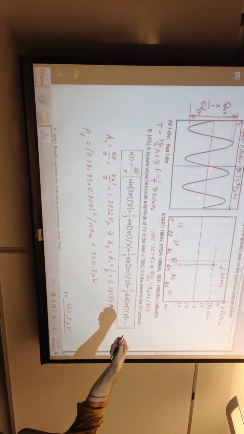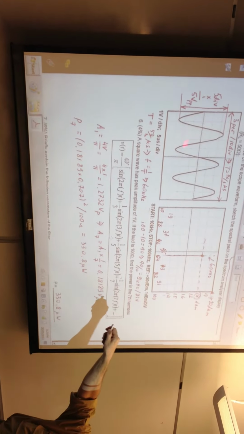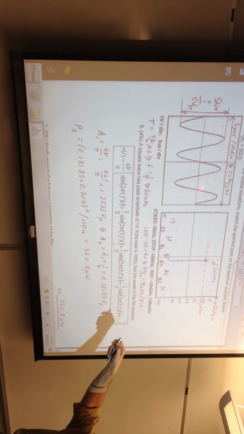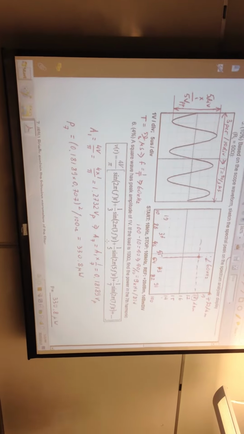Be careful. Again, I was explaining this a lot. Power from the voltage, again, RMS. When you're calculating the power, it's RMS.